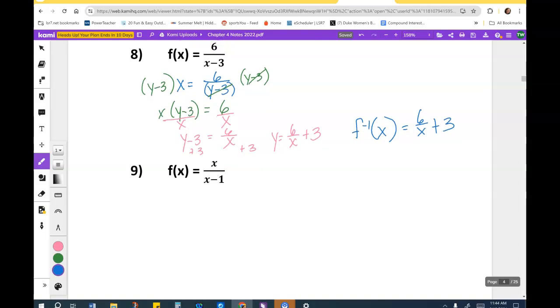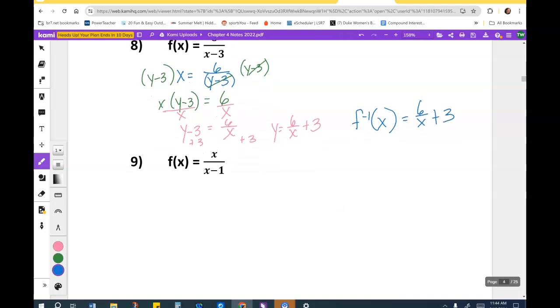Okay, this last one is the one that will trip people up, so really pay close attention to this one. First thing I'm going to do is flip my x and my y. So if this is y, that's going to become x equals y over y minus 1. Okay. First thing I'm going to do is multiply both sides by y minus 1. So I've got x times y minus 1 equals y.